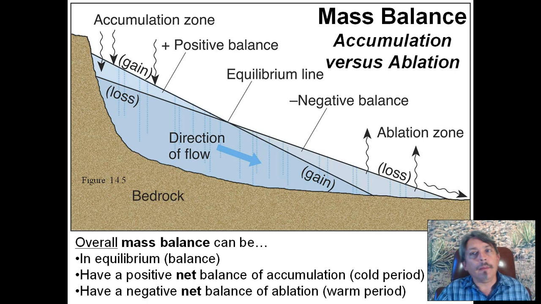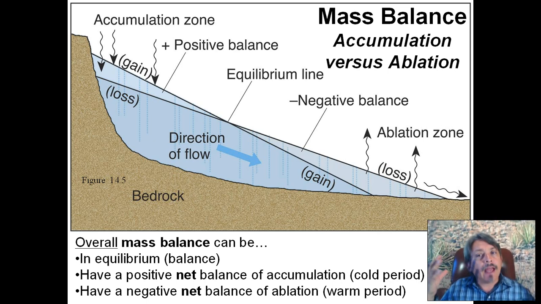You have a mass balance, accumulation versus ablation. Accumulation causes the growth of glaciers, and ablation is the loss, the disappearance of a glacier through melting. At its upper end you have an accumulation zone where you have gain, and the direction of flow is of course going to be downhill. Then you have a negative balance and an ablation zone where you see loss. Overall mass balance can be in equilibrium, in balance.